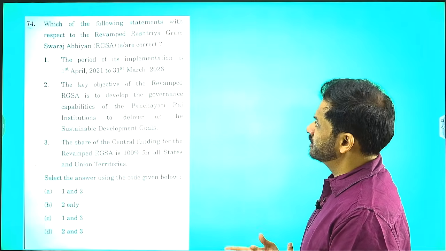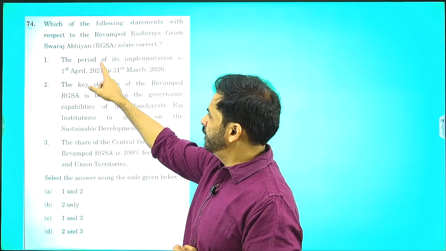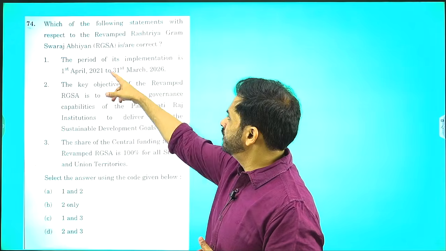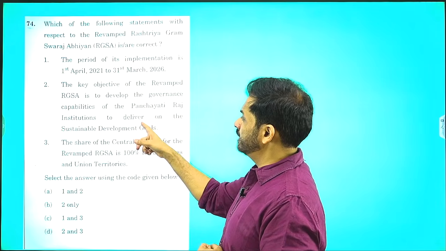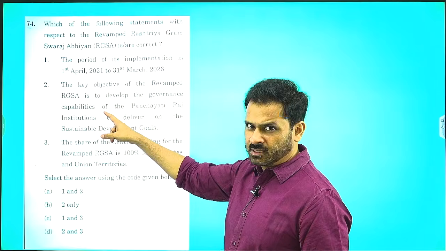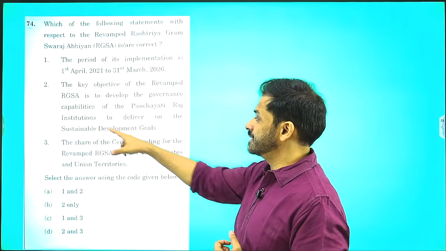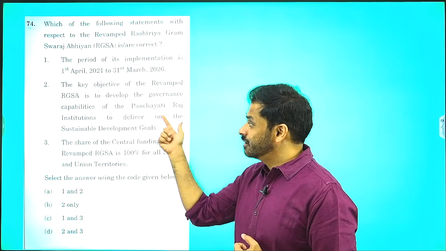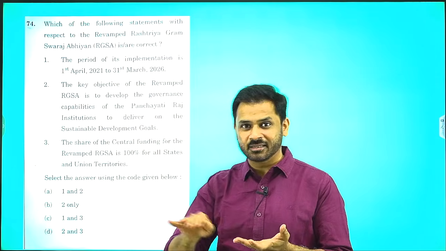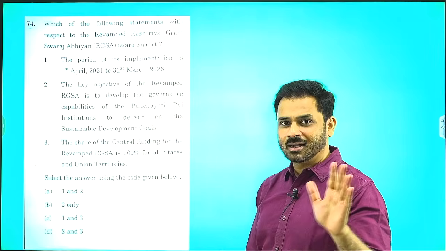And then we have the Rashtriya Gram Swaraj Abhiyan. The period is not correct. The revamped one started in 2022; 2018 to 21 was the earlier one and the revamped one is from 22 to 26. Here again, the key objective of the revamped RGSA is to develop governance capabilities of the Panchayati Raj institutions to deliver on the sustainable development goals. You have to be mindful when studying the details of these projects as to what you have to remember. Otherwise, your answers will go wrong.